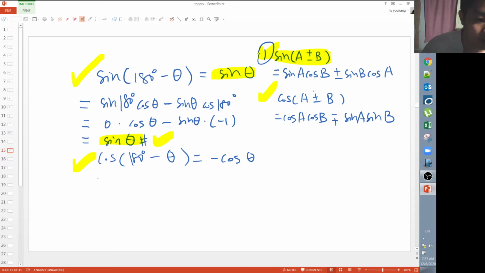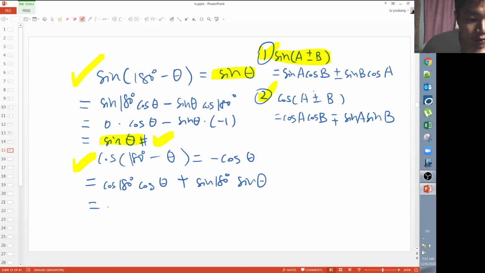I'm going to make use of formula 2. Call this our formula 2. Just bear in mind, if it's plus here, it should be minus here. If it's minus here, there should be plus. So over here I have a minus, so it should be plus. I will get cosine 180 degrees cosine theta, and sine 180 sine theta. Cosine 180 degrees is minus 1, and sine 180 degrees is 0, so 0 times sine theta. If you simplify this all together, you will get minus cosine theta. This is my answer using formula 2.